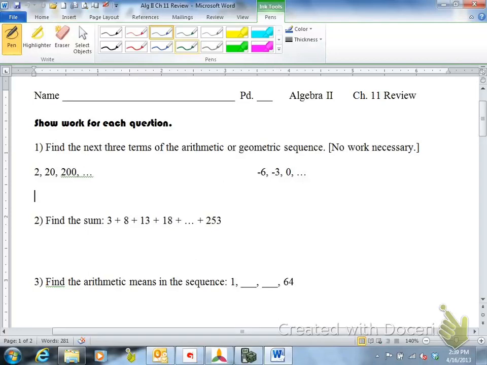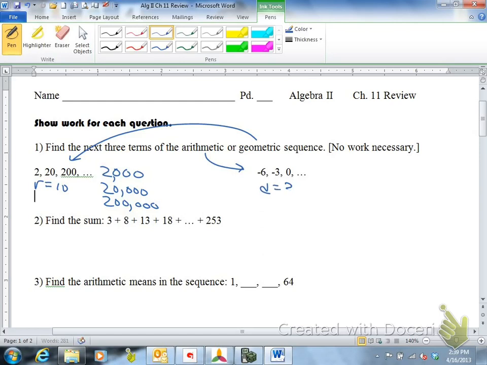Okay, so here's chapter 11 review. Find the next three terms. The first one is geometric. You're multiplying by 10, so the next three terms would be 2,000, 20,000, and 200,000. This one is arithmetic. You're adding 3 every time. So you have 3, 6, 9. No work necessary.